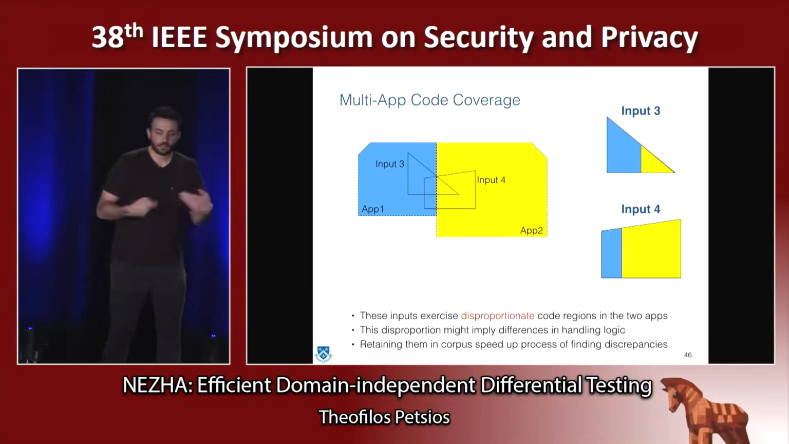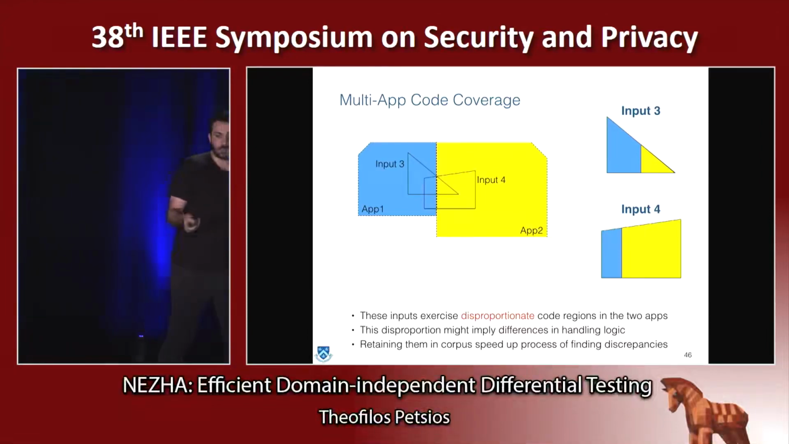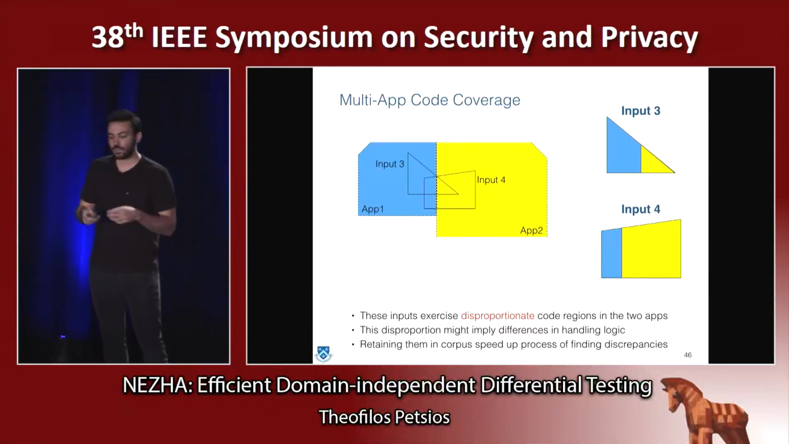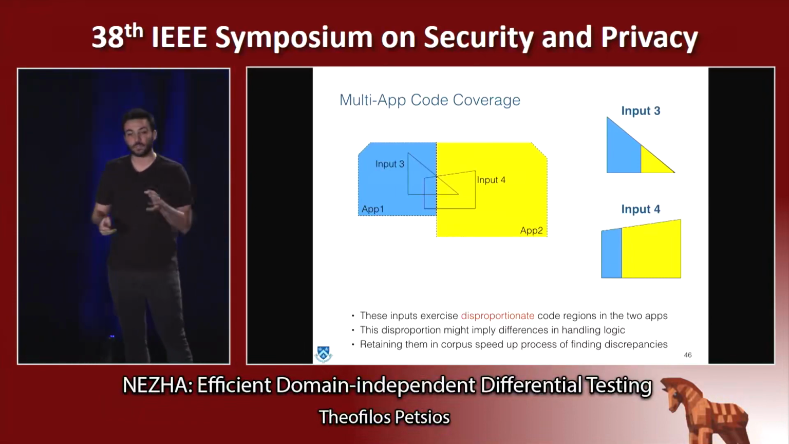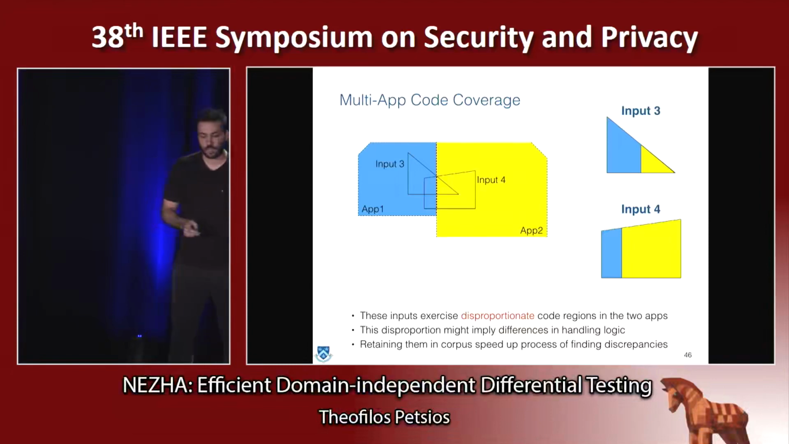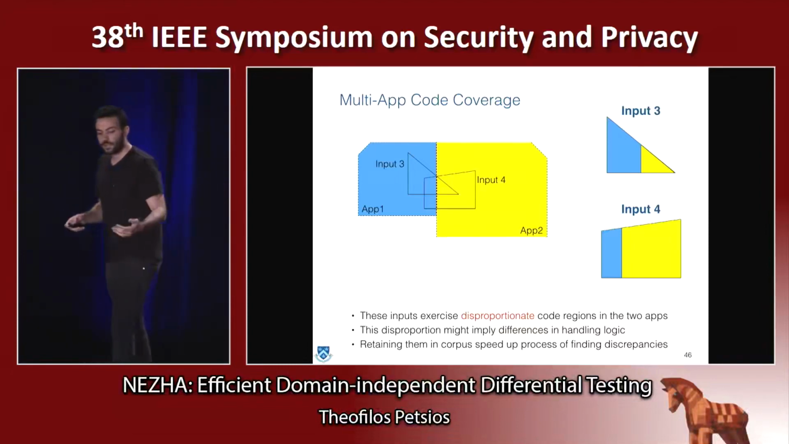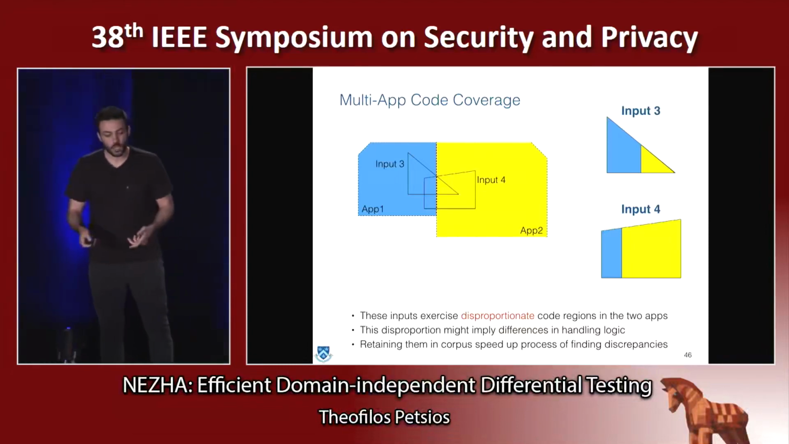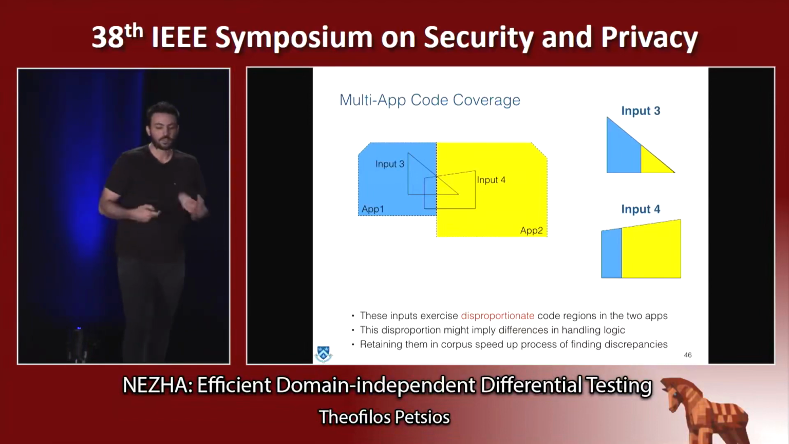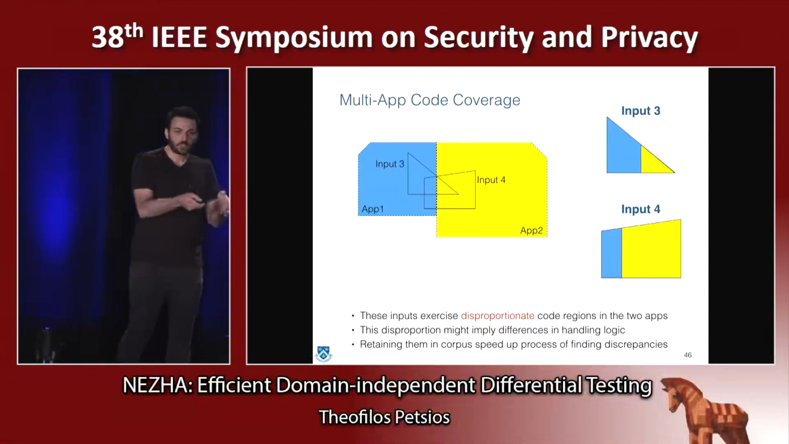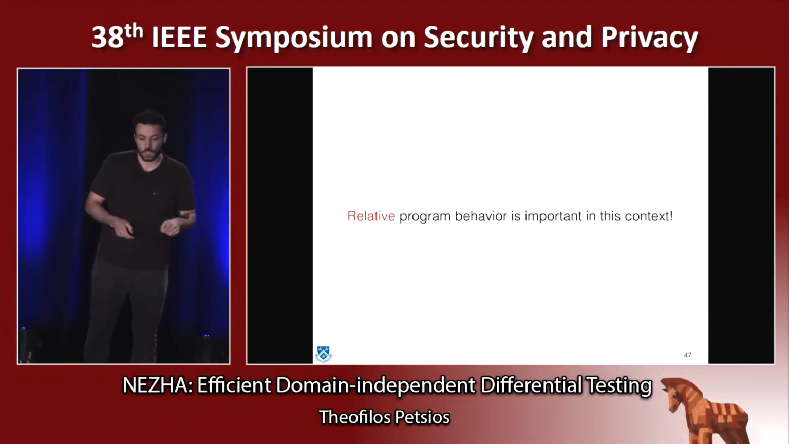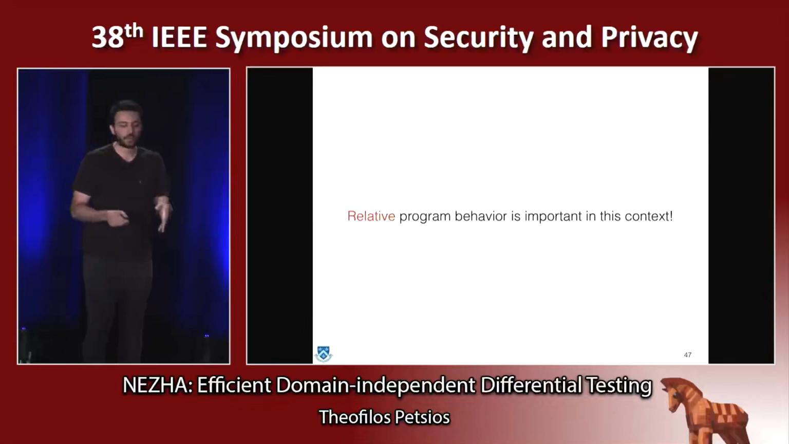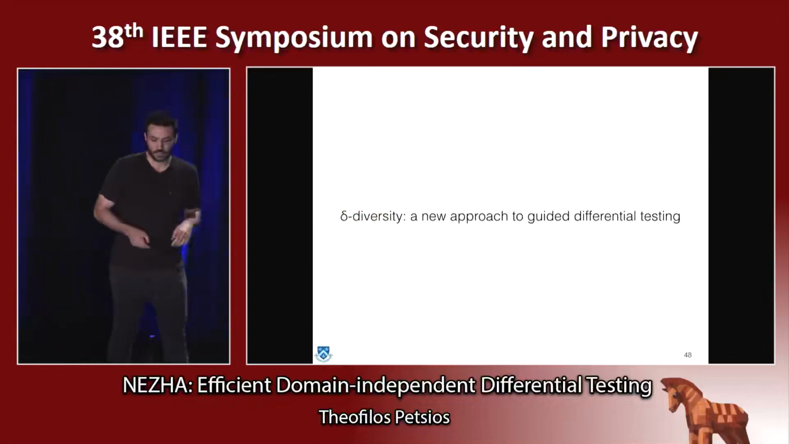Now, if you think about the fuzzing process, this disproportion might actually imply that there is a difference in the handling logic between the two applications for these two inputs particularly. So the intuition is that had we retained these inputs in our input corpus, we would be able to find more discrepancies because we would push the evolutionary fuzzing towards generating more inputs that would trigger this sort of discrepancies. So again, the relative program behavior is really important in this context.